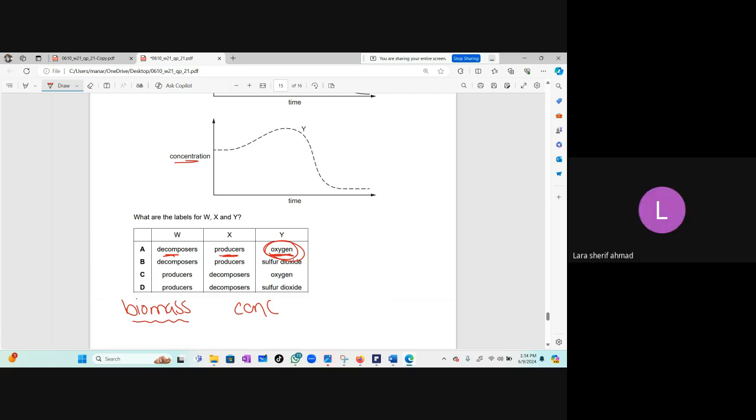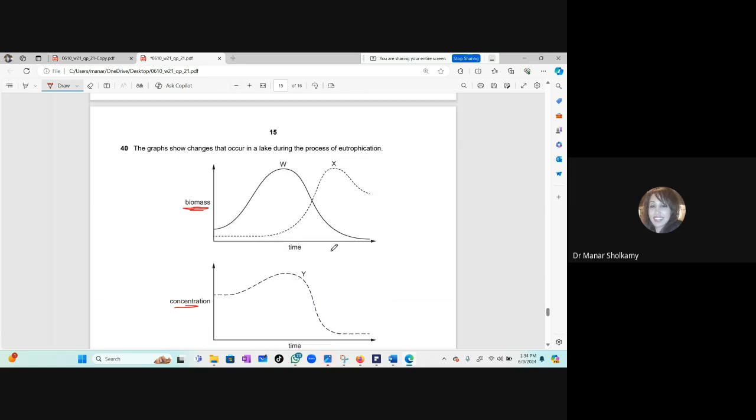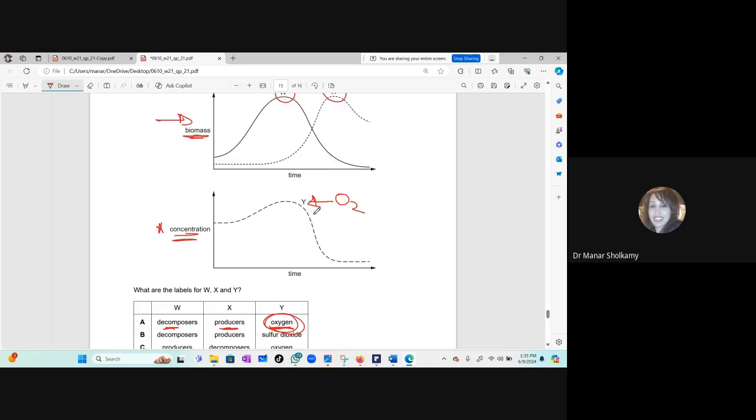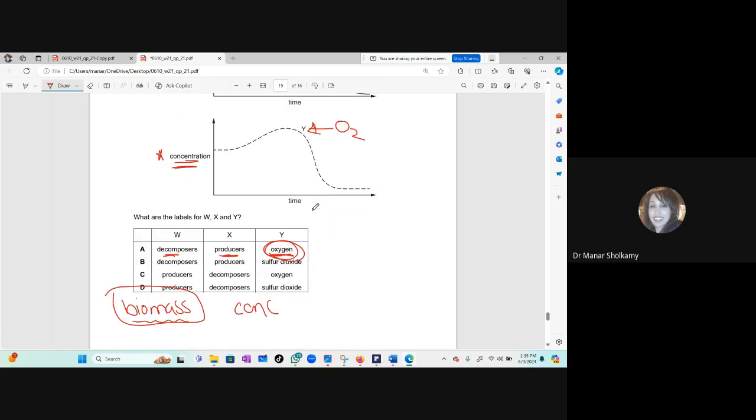Decomposers and producers. Correct, because biomass here means the mass of something that is alive. Decomposers are living, producers are living, okay? So in this graph, biomass, W and X have to represent decomposers and producers. They cannot represent a gas. For a gas, we use the term concentration. So Y has to be oxygen. This is one way you can figure it out.